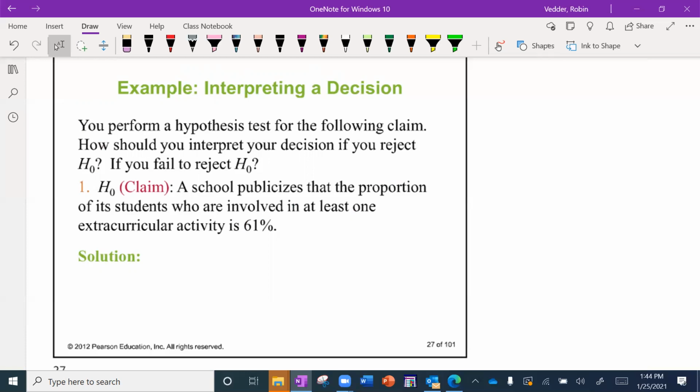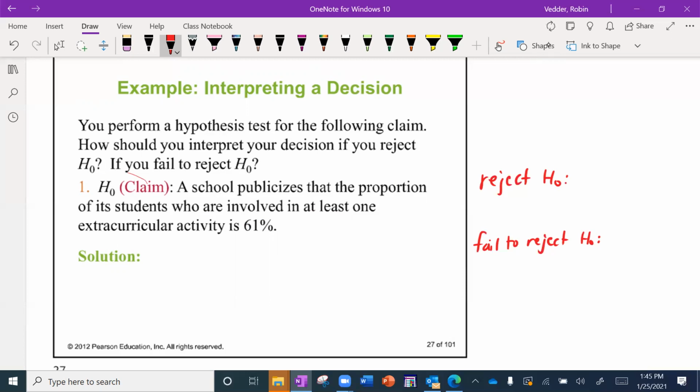It says, you perform a hypothesis test for the following claim. How should you interpret your decision if you reject the null? If you fail to reject the null? Now notice, guys, the null is the claim. A school publicizes that the proportion of its students who are involved in at least one extracurricular activity is 61%. We've seen this problem already.